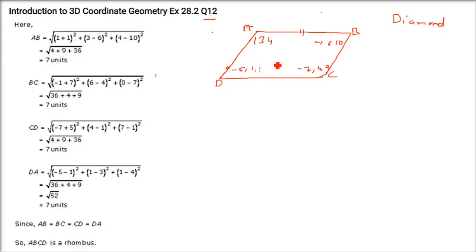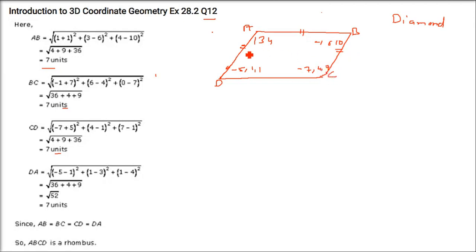Now these distances you have to find out, that is all the sides, and you will see all these will come as 7. All the sides equal. Okay. Then you find out the diagonals. As I said, because all the sides are equal and the diagonals are not, there are two things: the diagonal bisection and diagonal equality. So you can check that.